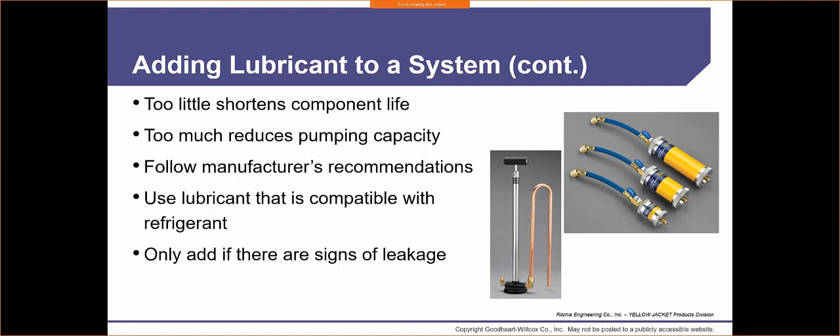So, adding lubricant to a system, we already talked about that. Only add if there are signs of leakage. There's a couple of different ways. We've got this little pump. Basically, we would put this into a canister, hook up our line that goes directly to our system, and we're able to use the pump and just pump away. Oil gets sucked through the tube and gets put into the system.